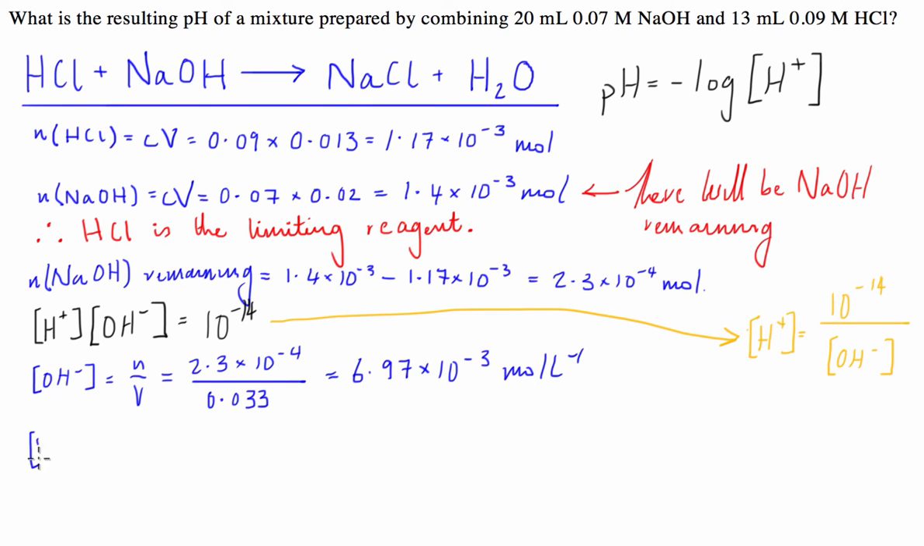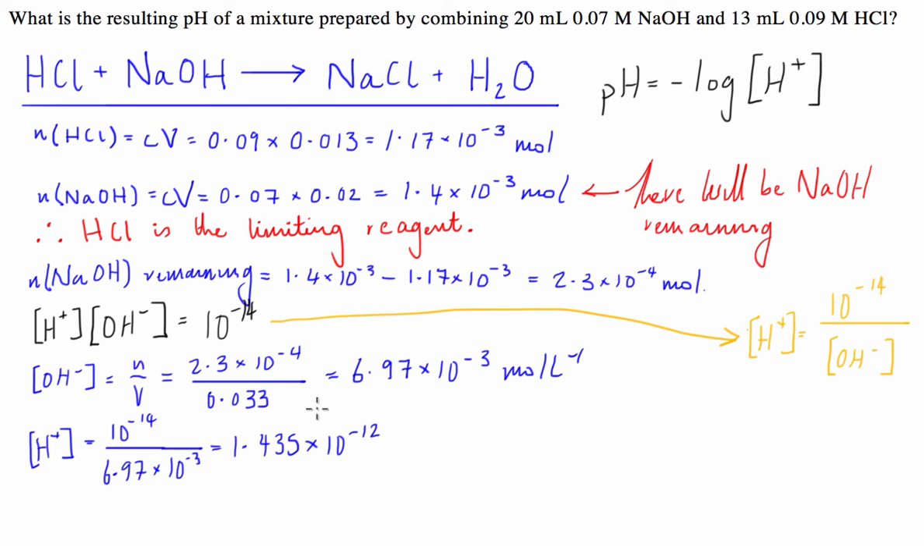So the H plus is going to be equal to 10 to the negative 14 divided by what we've just found out, 6.97 times 10 to the negative 3. And that is equal to 1.435 times 10 to the negative 12.